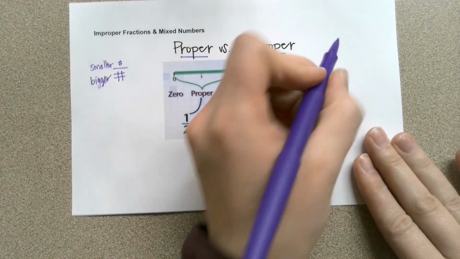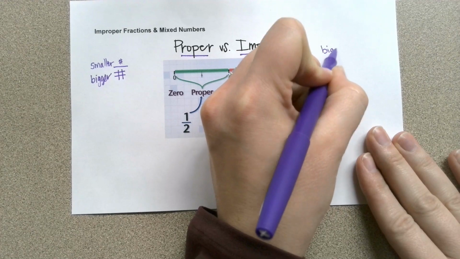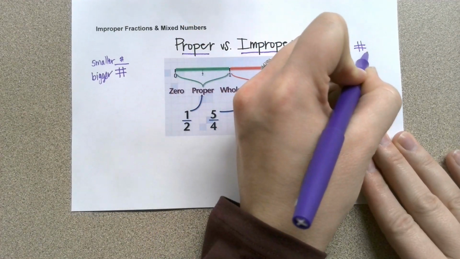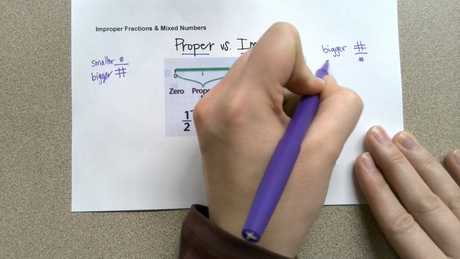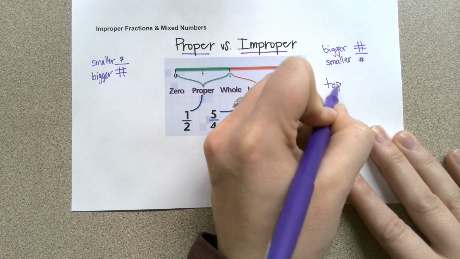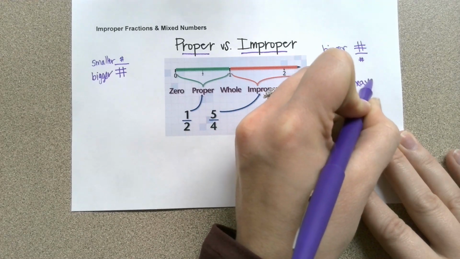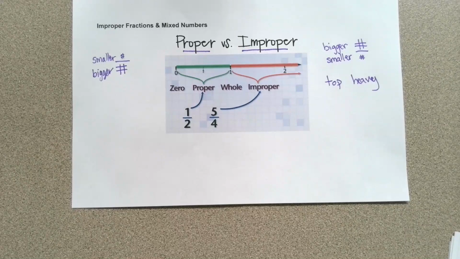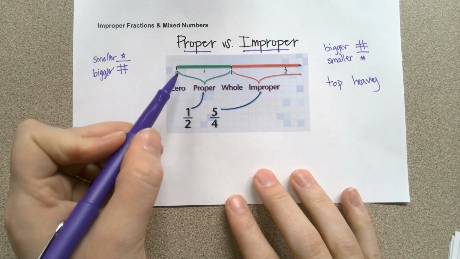An improper fraction has a bigger numerator than it does a denominator over a smaller denominator. I like to call them top-heavy because the top number is bigger than the bottom number. And you can see that on the number line.